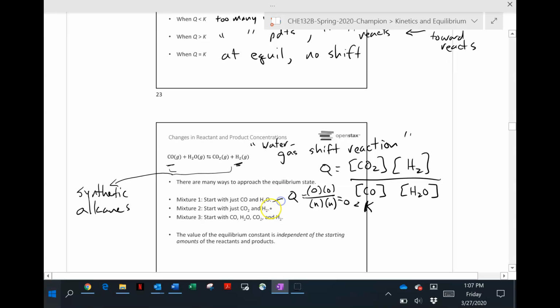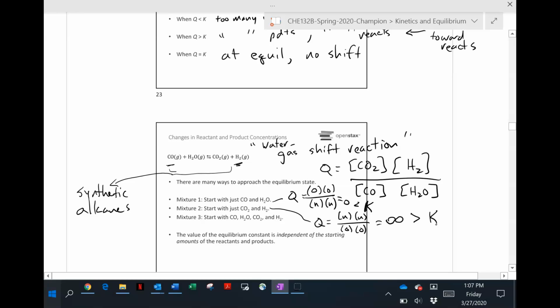If I look at this case, if I start with just CO2 and H2, then Q is going to be some number. I don't know what it is. I'll call it N for CO2 and H2. The bottom, though, is going to be zeros, and anything divided by 0, that's infinity. And infinity has got to be greater than whatever K is, so that's going to proceed back towards the reactants.